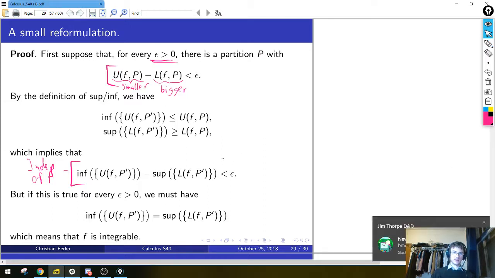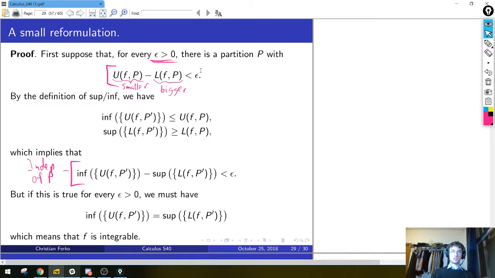If this is true for every epsilon greater than 0, I can run this for every epsilon greater than 0 and get this line down here independent of p. That means the thing on the left side, this difference, is smaller than every real number epsilon greater than 0. There is no smallest positive number in the real numbers. If the thing on the left is smaller than every positive number, and it's also non-negative, then the left side must be 0. Right? 0 is the only non-negative real number smaller than every positive number.